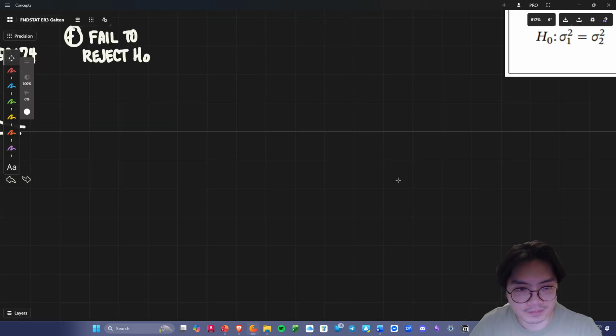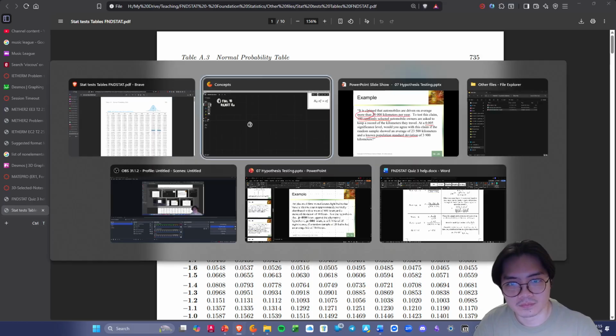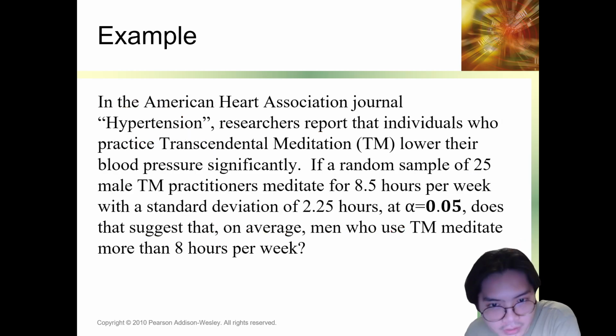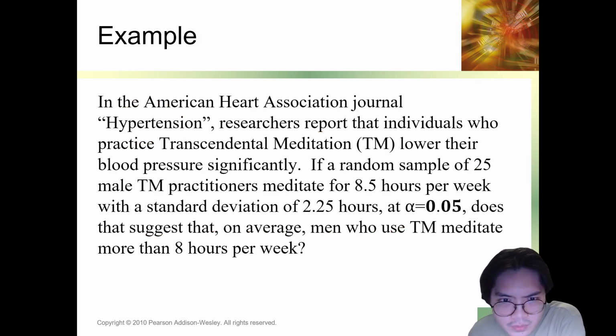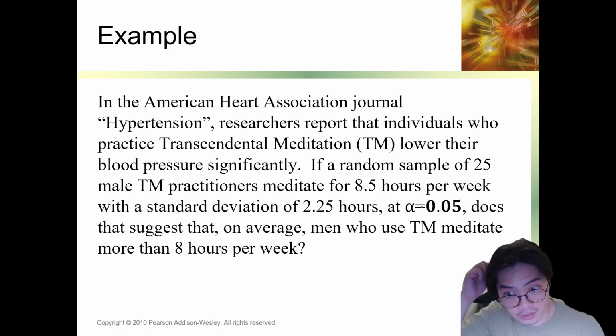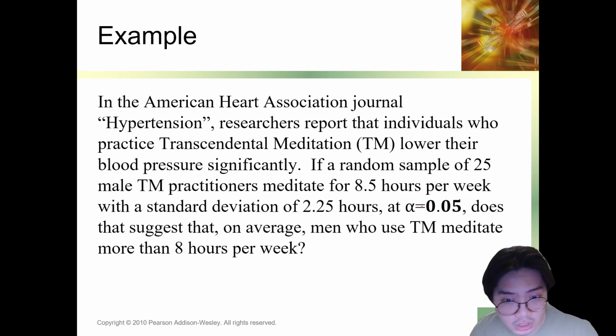Two. We keep going. For three, in the American Heart Association journal, Hypertension, researchers report that individuals who practice transcendental meditation lower their blood pressure significantly. A random sample of 25 male practitioners meditate for 8.5 hours per week with a standard deviation of 2.25 hours, at a level of significance of 0.05. Does that suggest that on average, men who use TM meditate more than 8 hours per week?